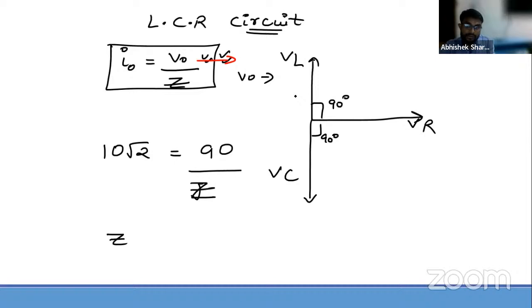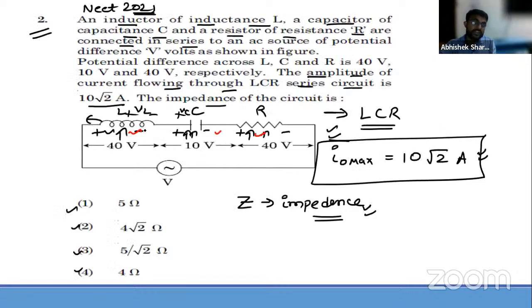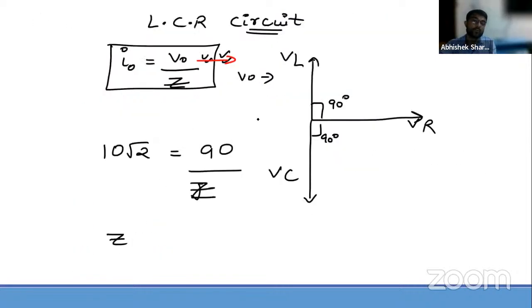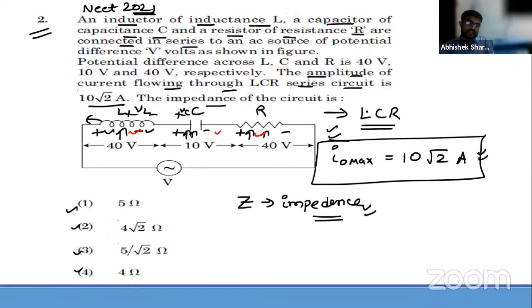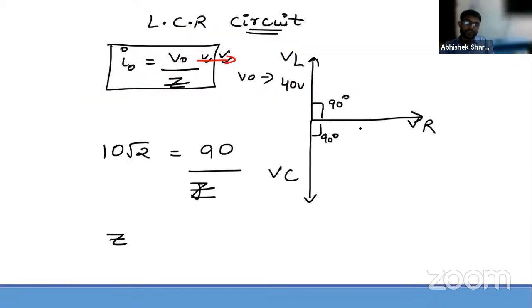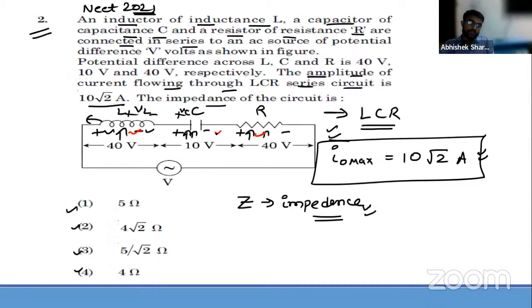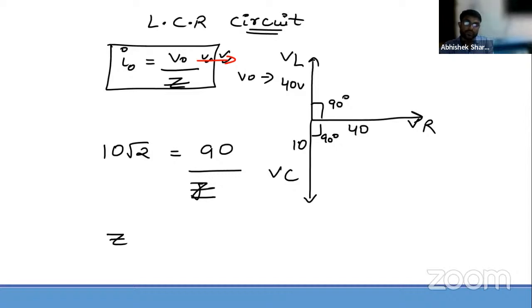Now see, potential difference across inductor is given as 40 volts. So this is the potential difference across inductor. Simple, very easy. Potential difference across resistor is given as 40 volt. So this is 40 volt. And potential difference across capacitor is given as 10 volt. So you write here 10 volt. Now this is like vector addition. Now we'll follow vector rules here: 40 i cap on the positive axis, plus j cap, 10 minus j cap.